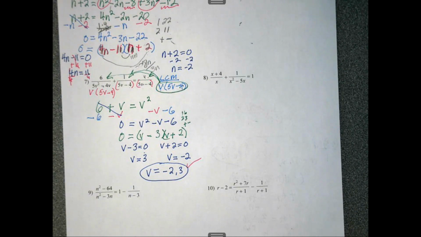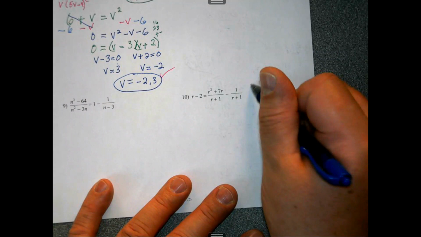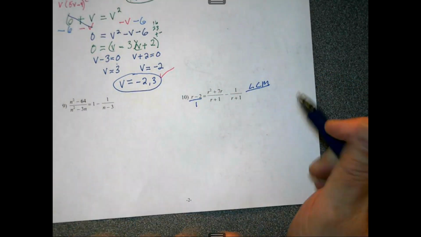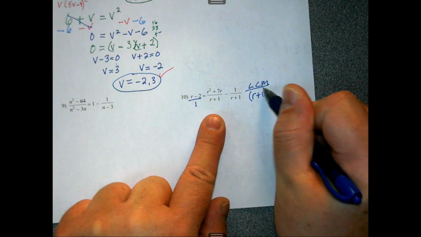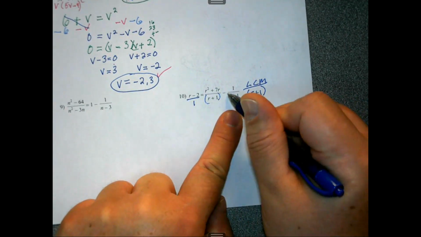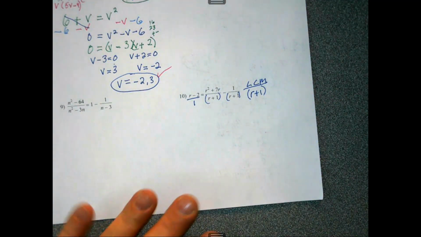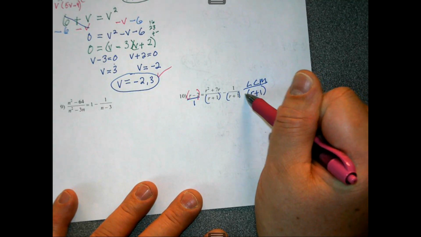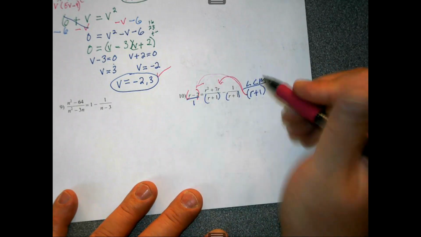Let's do number 10 while we're there. Okay, what's my LCM in number 10? Remember, this is over 1. So I need a 1. I'm going to need an R plus 1. And then this one's going to need an R plus 1, which is what I have. Okay, so I need to multiply every fraction by R plus 1.